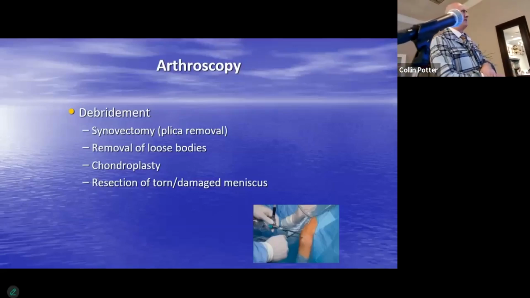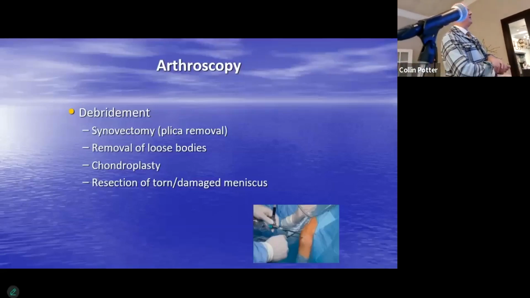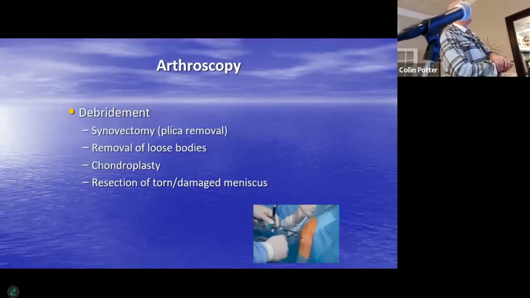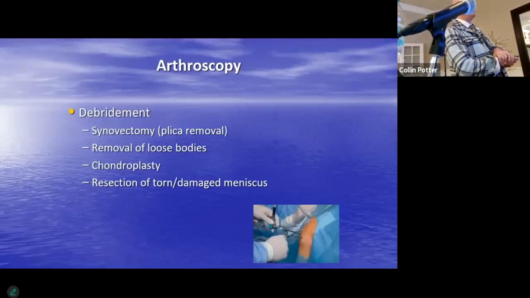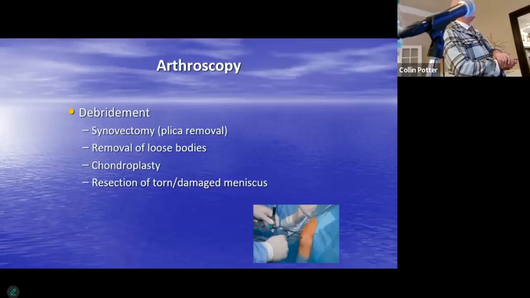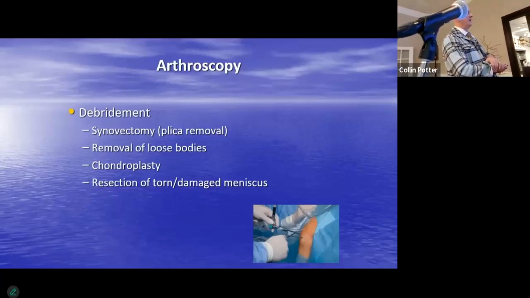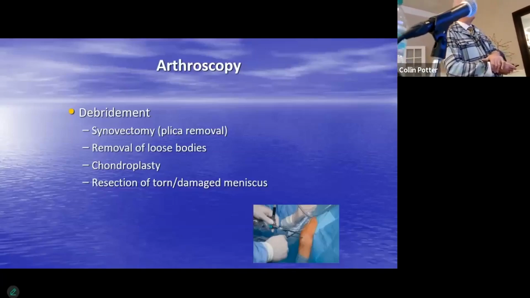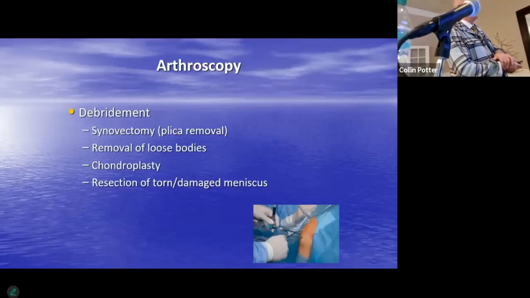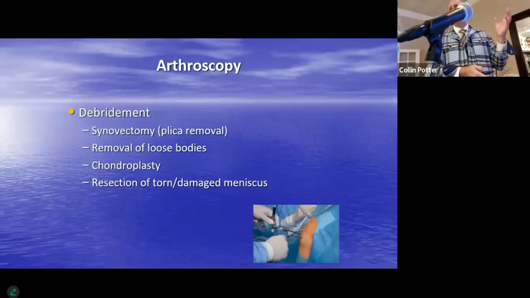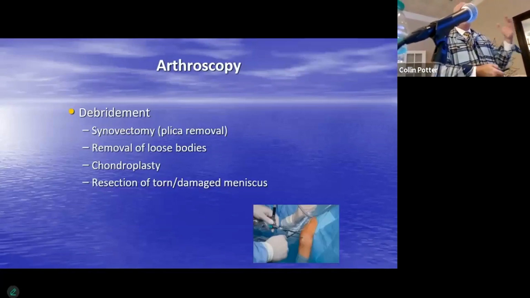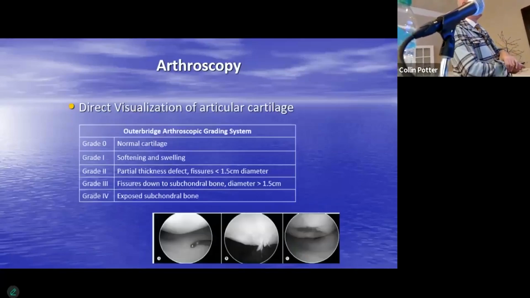We talked a little bit about arthroscopy, and these are the things we might do during an arthroscopy: synovectomy, plica removal, which has nothing to do with arthritis, loose bodies if they're in there, chondroplasty, and I'll show you what I'm talking about there, and resection of a torn or damaged meniscus. Again, none of those things really play to the fact that the patient has arthritis and are not going to change the picture clinically, right?